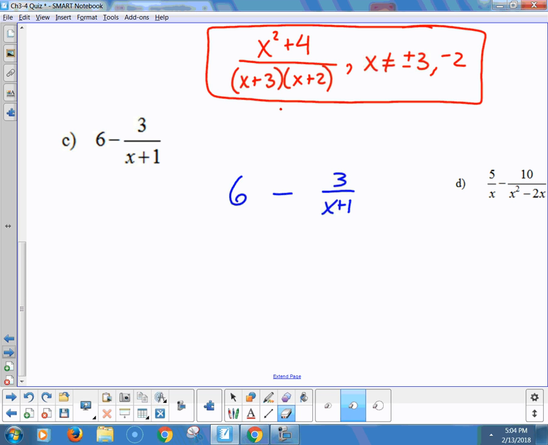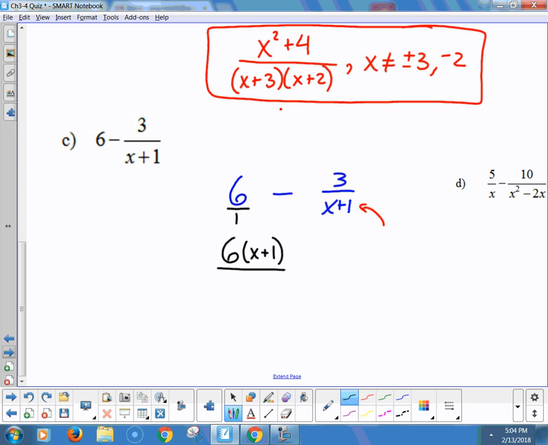In order to add fractions, you must have a common denominator. The current denominator under 6 is a 1. So if you wanted to have, say, an x plus 1 in the denominator, what you would need to do is take this 6 and multiply by a very fancy version of 1, like x plus 1 over x plus 1, minus 3 over x plus 1.